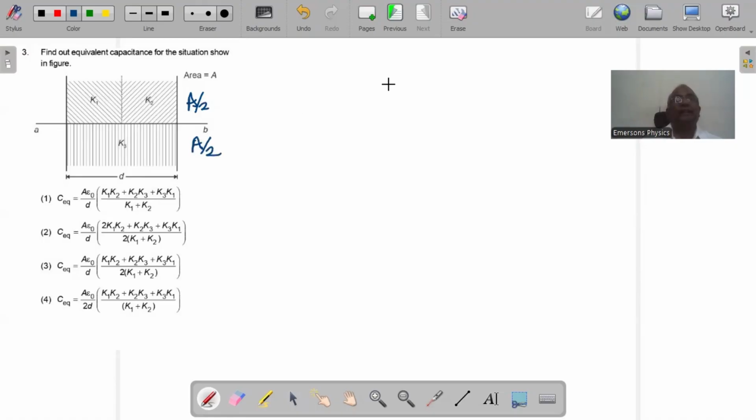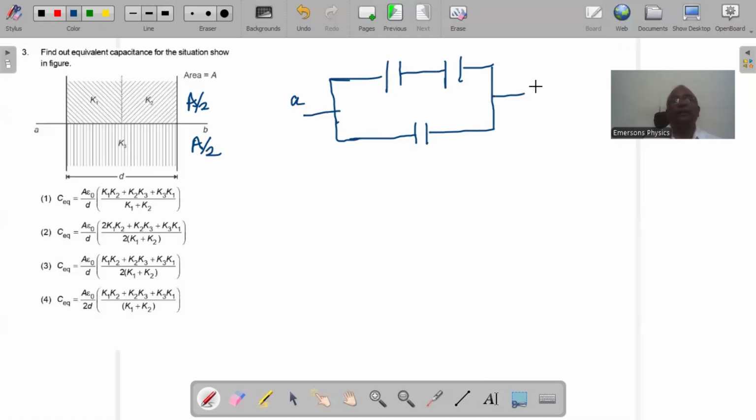These two capacitors, we can well find out, are in series, and this one is parallel to this. This is the equivalent capacitance of this diagram. So this is the point called A, and this is the point called B. Let us take the capacitors as C1, C2, C3. Here, this is C1, this is C2, this one is C3.